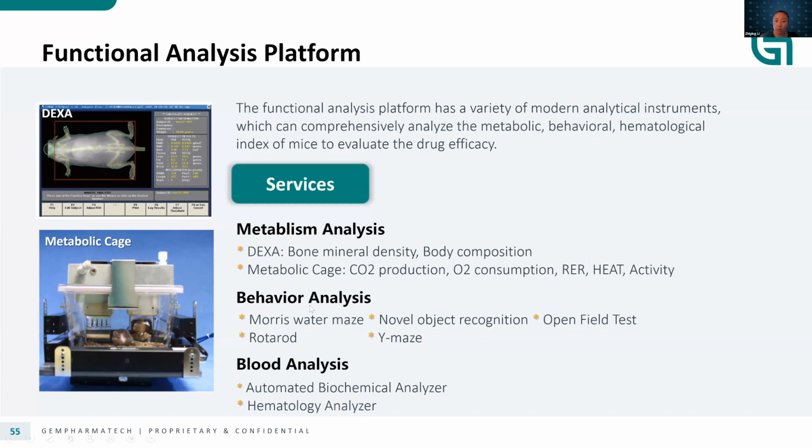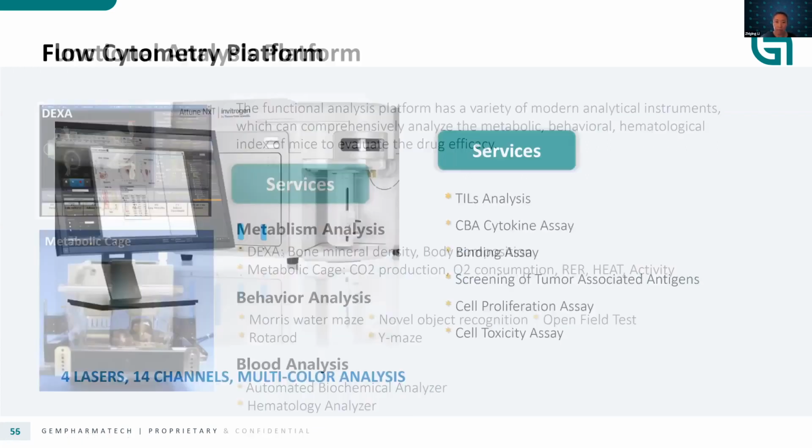So here, I've shown you the behavior analysis platforms we can do. We also do metabolic analysis. Prominent to that is DEXA for body composition and metabolic cages for O2, CO2, and heat and ambient activity. In the metabolic field perspective, we do glucose homeostasis, insulin sensitivity or tolerance tests, and lipid metabolism from serum or from liver. And we can also do a full panel of blood analysis from living mice.